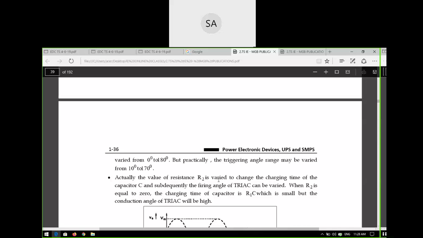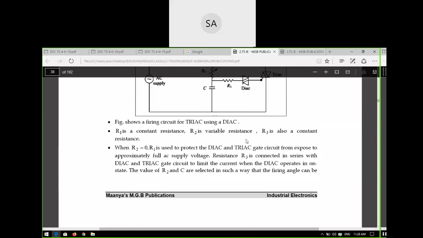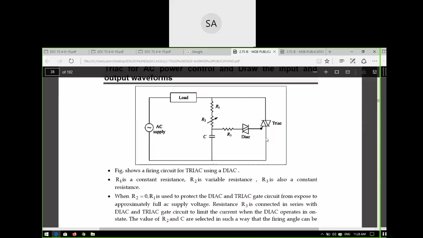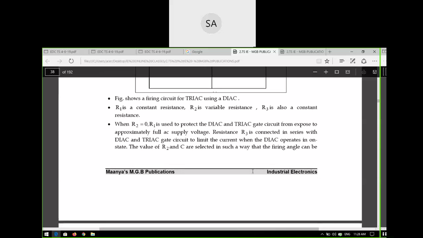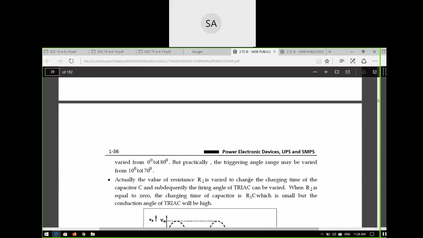So what is the firing angle? I already discussed it. It is the angle at which the power electronic device will turn on. Here that power electronic device is the TRIAC. You can generalize the definition: the firing angle is the angle at which it starts conduction. Here the TRIAC will start the conduction.